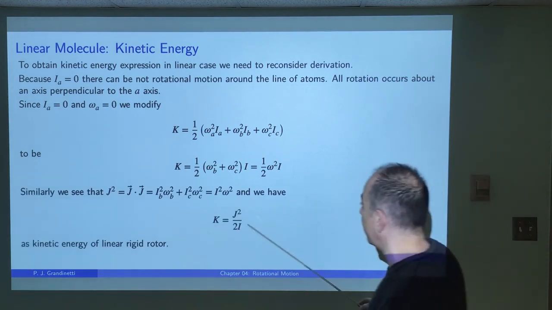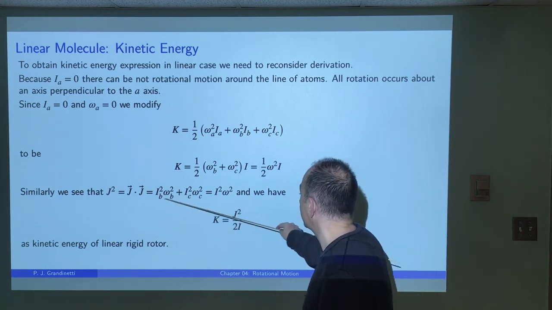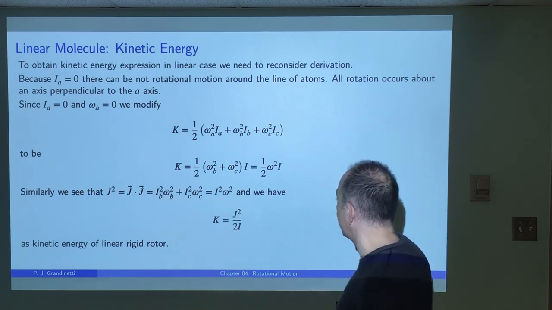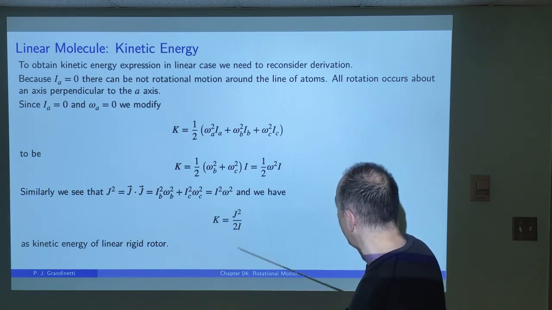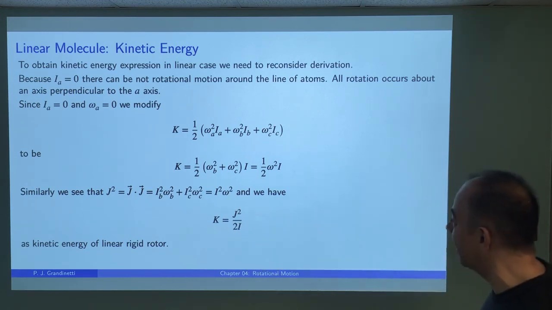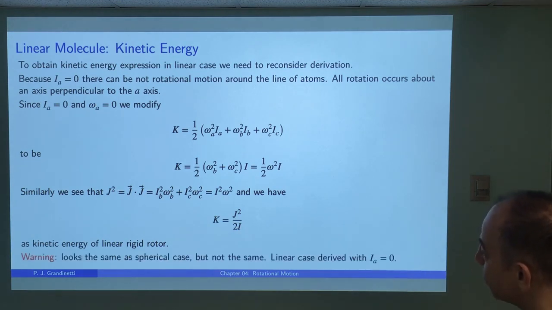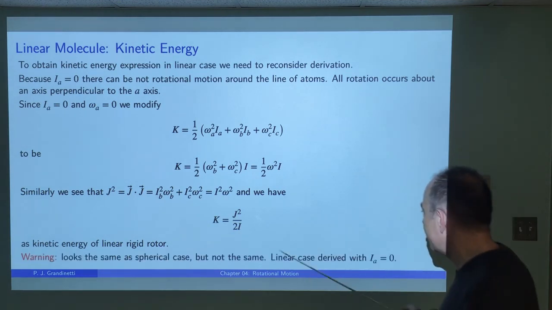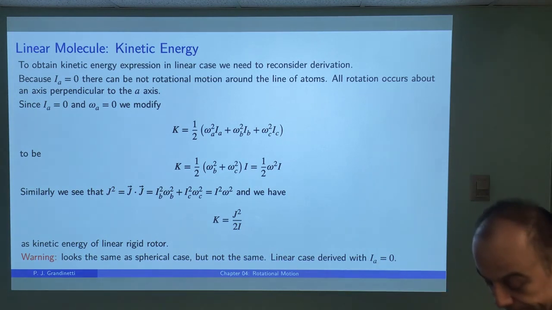Similarly, we can do like we did before and use our definition of the angular momentum in terms of the principal components and the angular velocity vectors. We can write that in this case to be I squared omega squared, so we can rewrite this as K is equal to J squared over 2I, and that's the kinetic energy of the linear rigid rotor. Now it looks identical to the spherical case, but be careful, this is not the same, because this case was derived with the IA component of the moment of inertia tensor being 0.